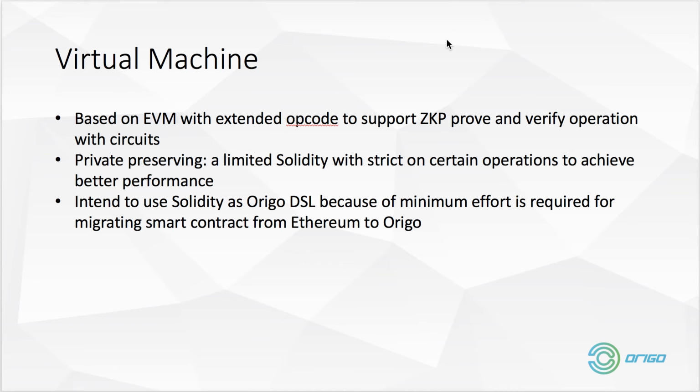So we intend to use Solidity as Origo's DSL. The reason we're using Solidity is because we want to minimize the effort required for migrating smart contracts from Ethereum to Origo. So you don't need to learn another language, which is good. I don't want to say we design a new language and you need to learn again. If we have some limitation, we just tell you this function used this way will be faster, and this is a good practice for writing Solidity to compile to circuits in a privacy preserving environment. That'll be good for developers, who don't need to learn a new language again on Origo.